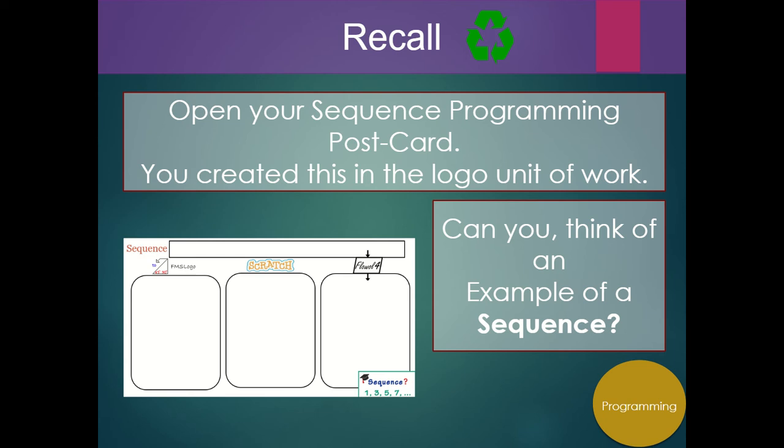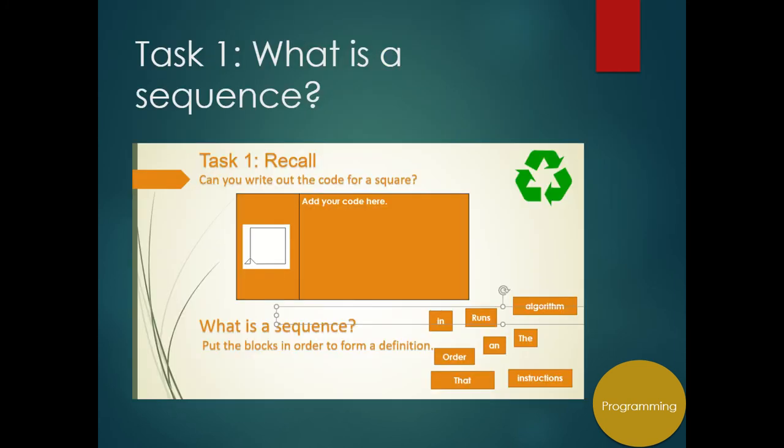Now remember, a computer program follows a step-by-step set of instructions, and it's not going to work as you want it unless it's following our sequence. So go to your student workbook. This should be a brand new student workbook. Can you remember from Logo what the sequence was to make a square? Try and write your code into this box now, and then try and rearrange the blocks to give a definition of a sequence.